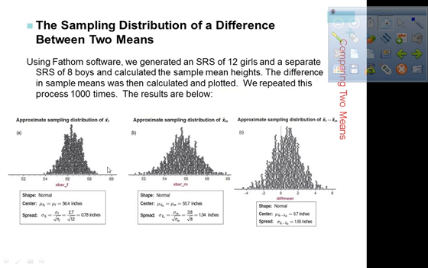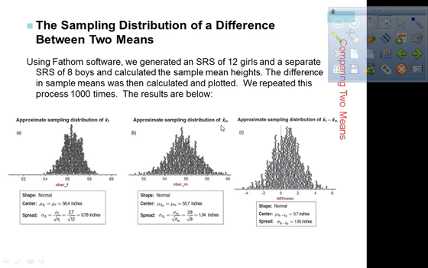This right here is a sampling distribution for females, and they tell you the shape is normal, the center is at the 56.4, which they stated. Then notice they take that 2.7, which was the standard deviation, and divide it by the square root of 12 because that's how many girls they took. They got the standard deviation of the sampling distribution to be 0.78. This is the picture of it, because they said they used Fathom to reproduce it 1,000 times.